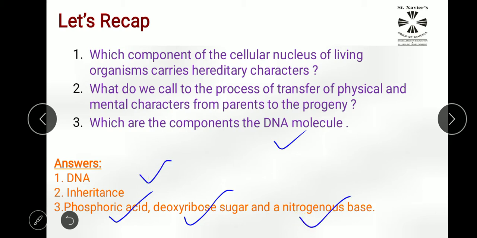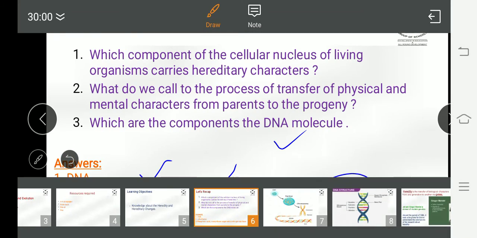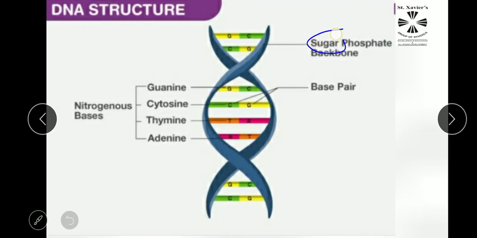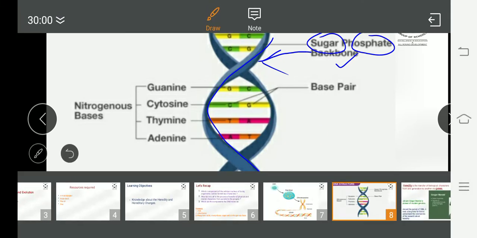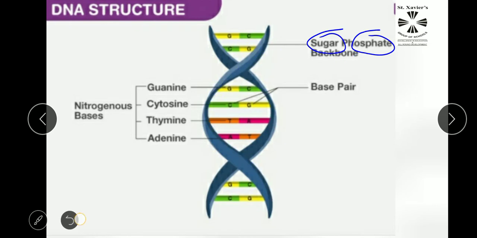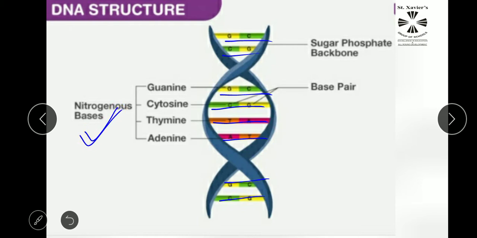So we saw how phosphoric acid and deoxyribose sugar are involved in DNA. Now we'll talk about nitrogenous bases. We'll go back to the same slide. Here we saw deoxyribose sugar and phosphoric acid. This snake-like structure, which we call a helix, is made up of deoxyribose sugar and phosphate. It is called the backbone of DNA. Now students, you can see ladder-like structures in this figure. These ladder-like structures are made up of nitrogenous bases. These nitrogenous bases are of four types: guanine, cytosine, thymine, and adenine.